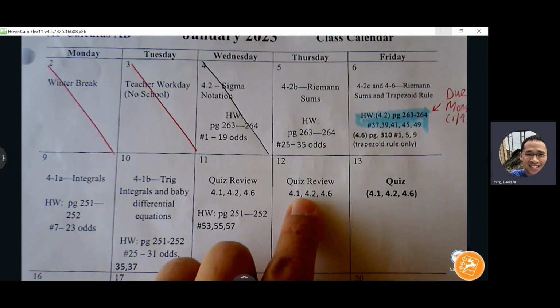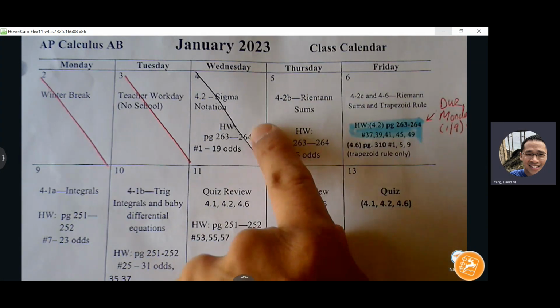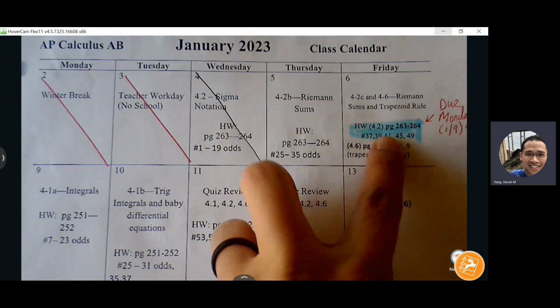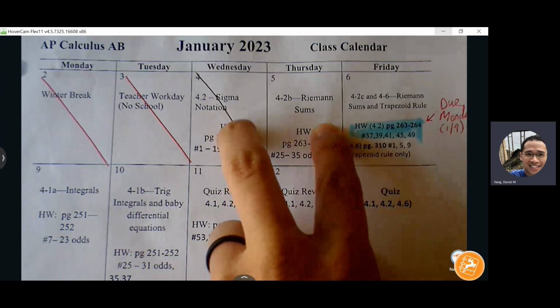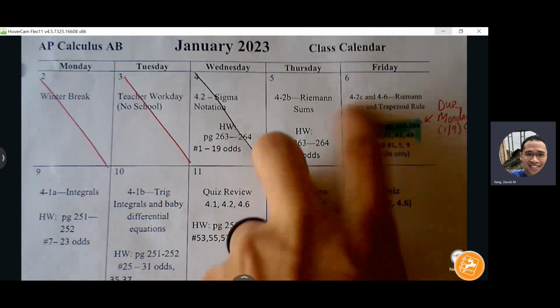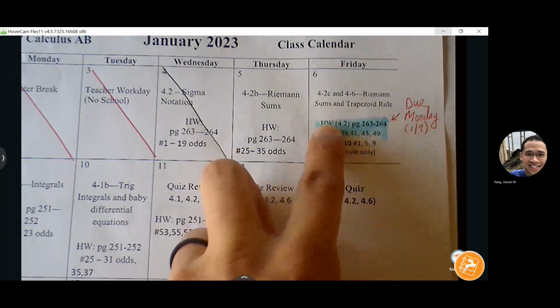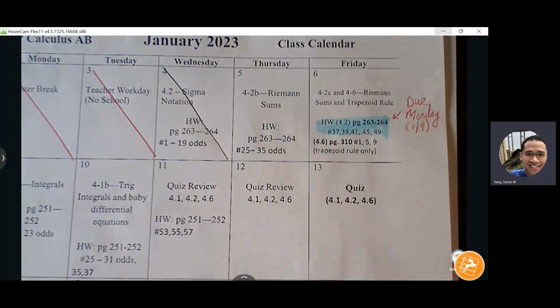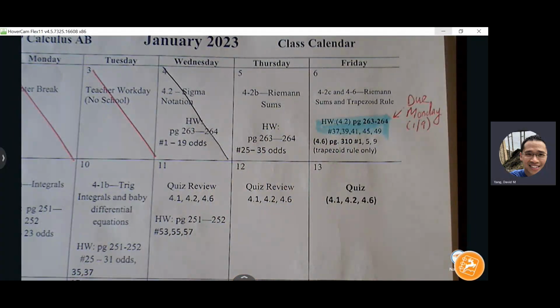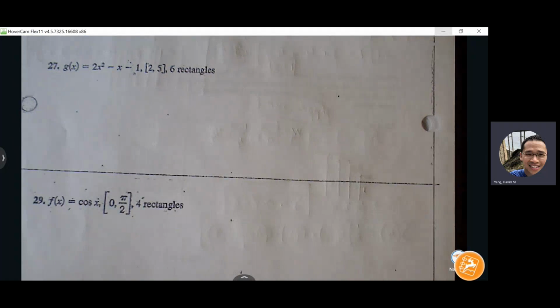So today we're going to see the connection from sigma notation and merging that with Riemann sums, and getting to something where we're going to involve limits to essentially find the exact area under the curve. But before we do that, I want to go through one of the homework problems that you guys did.